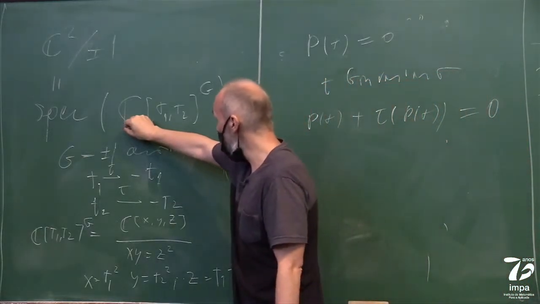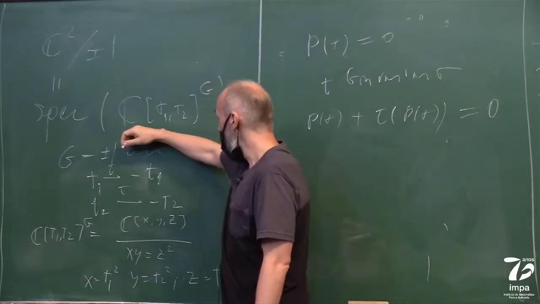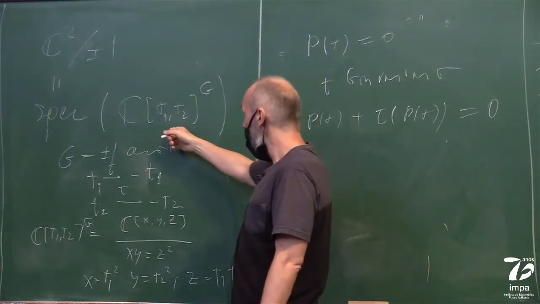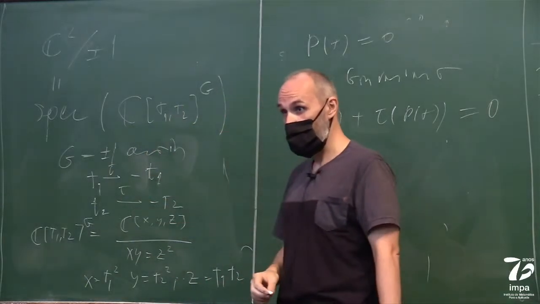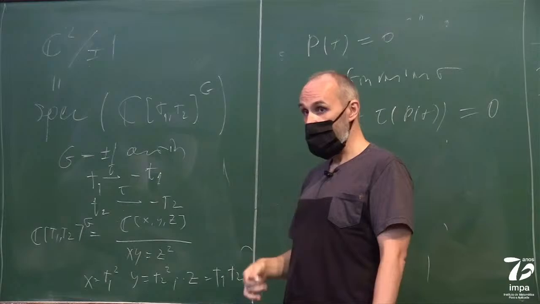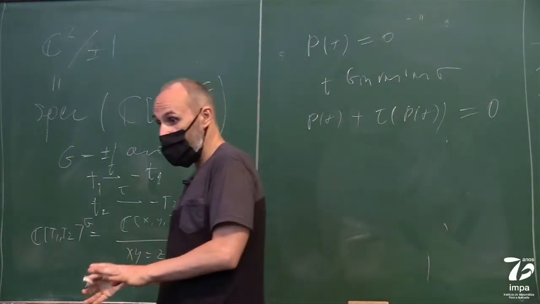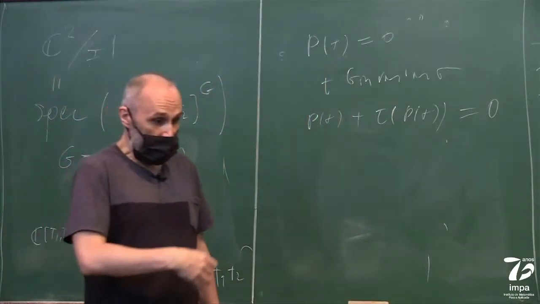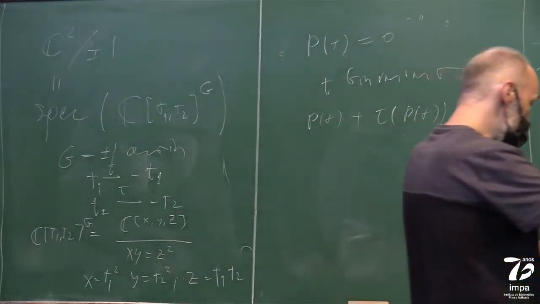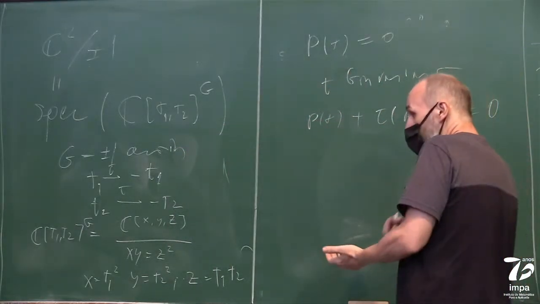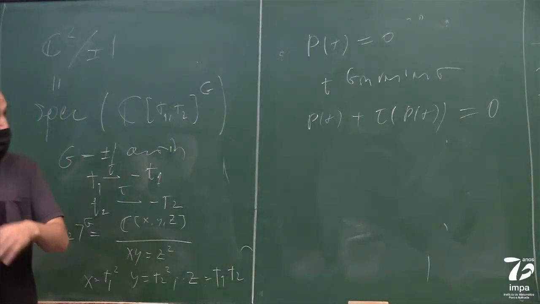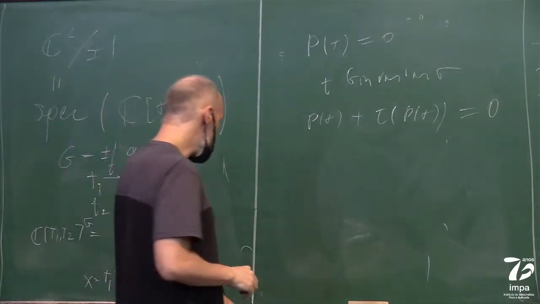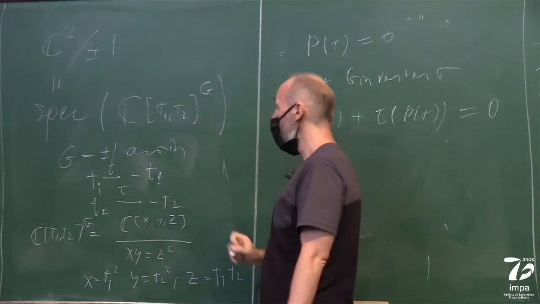So since this ring is integrally closed, the ring of invariants is also integrally closed. Because if you have something inside the ring of invariants, it's a quotient of two regular functions, but it's a root of a monic polynomial, so it will be a root of a monic polynomial inside here.